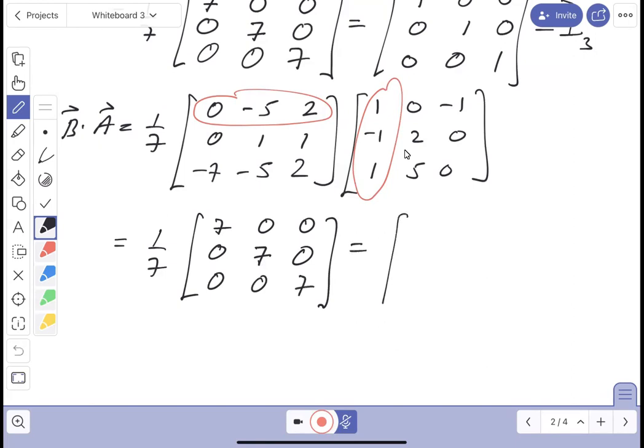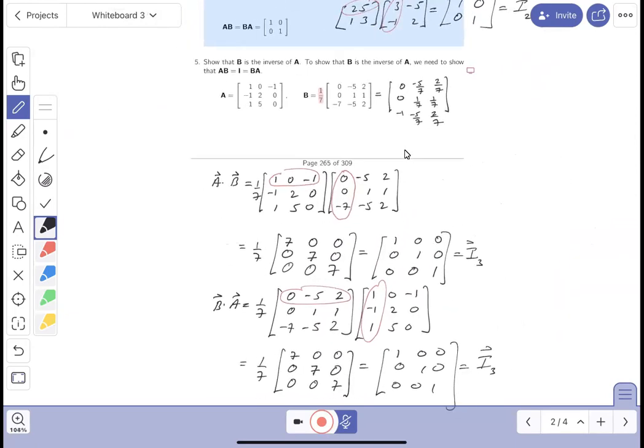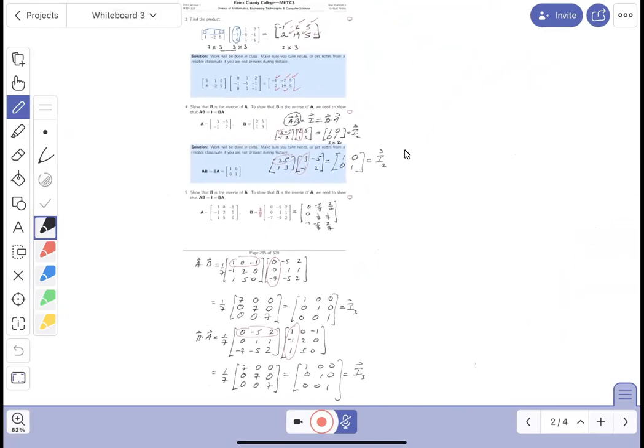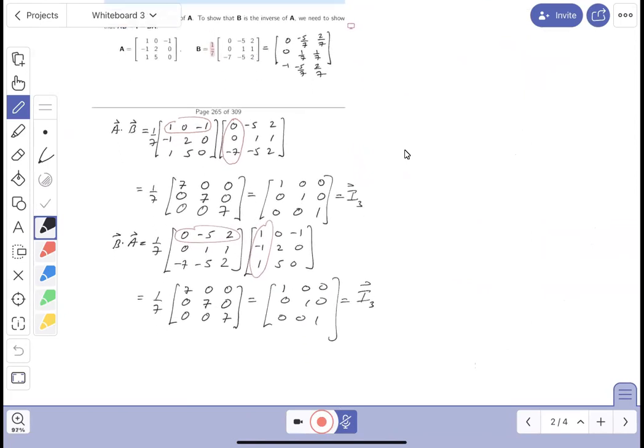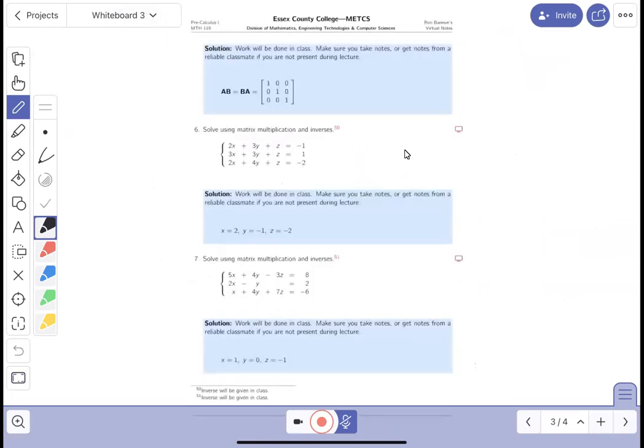Multiply it out, what do you get? 1, 0, 0. I'm doing a scalar multiplication now. 0, 1, 0, 0, 0, 1, which again is what it's supposed to show, that it's actually I3. All right, so let's go back, make sure we've done that. That was number, I guess that was number 5, right? We'll go to the next page and see what they offer for me to do there.